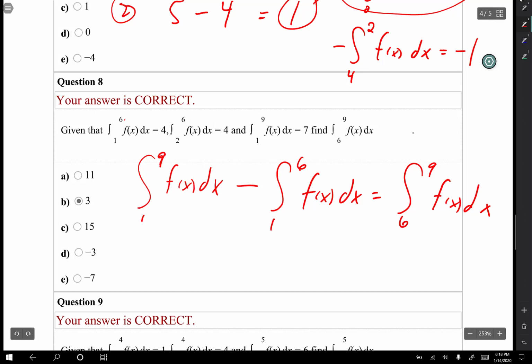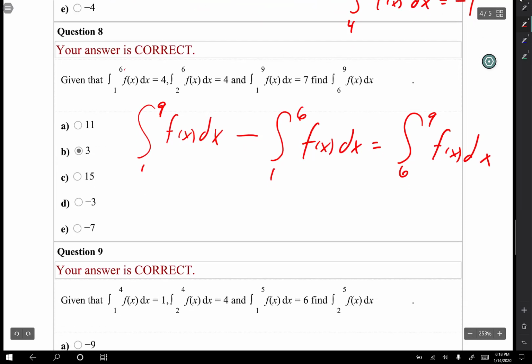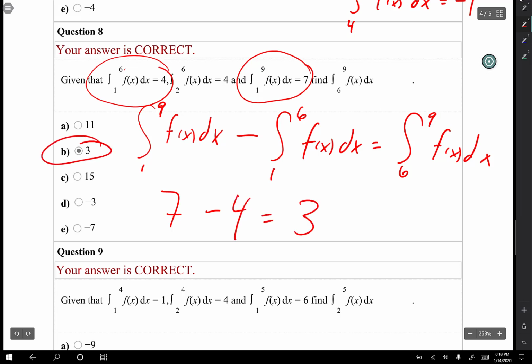So if you have the area from 1 to 9 and you subtract the region 1 to 6, you're going to be left with the region 6 to 9. So the area 1 to 9 is this one, 7, minus, and I'm going to subtract the region 1 to 6, which is 4, and 7 minus 4 is 3. And that's it.